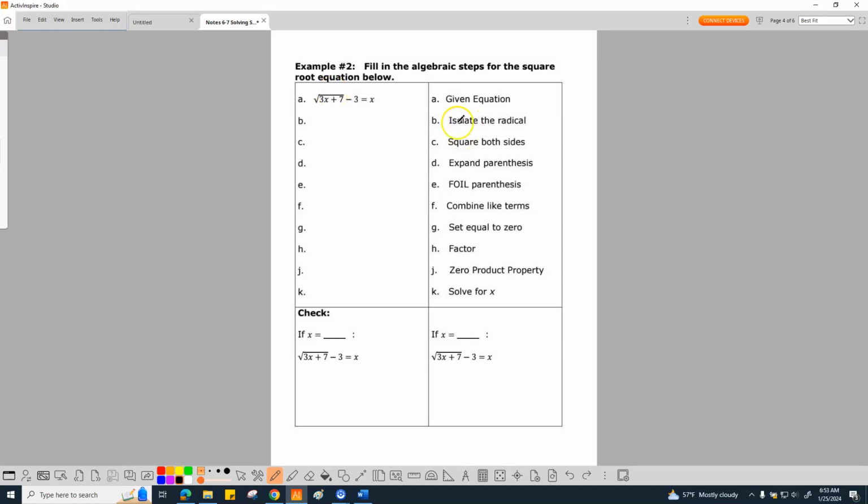So isolate the radical, meaning get the radical by itself. So I'm going to move this 3 over. Y'all, that means adding 3 to both sides. I'm not going to write it down. I'm just going to do it.